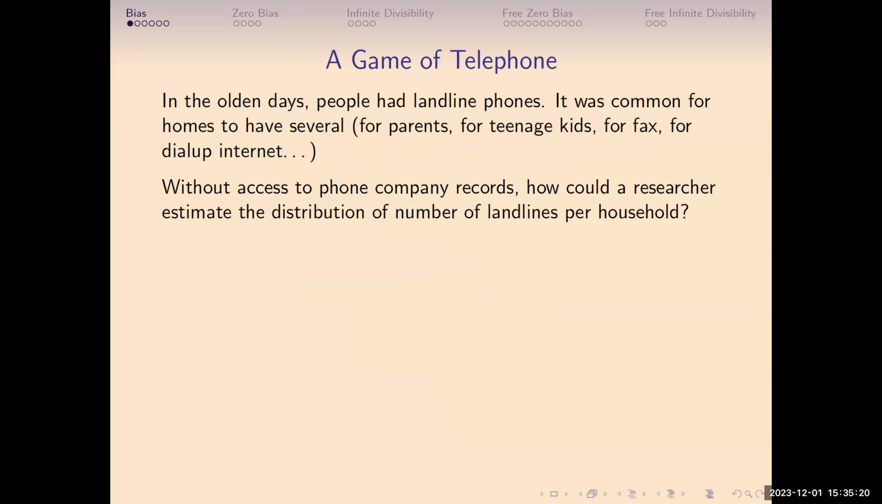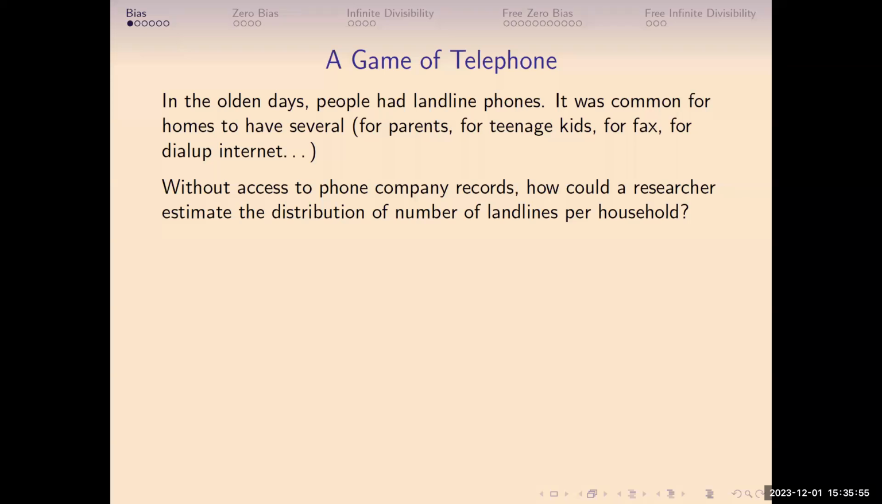Here's a game of telephone, and I'm going to be speaking about various kinds of transformations, and one of them is based on biasing, size biasing in particular. You may recall before you had cell phones, people actually had lines with wires that came into the house, and a particular house may have had various lines coming in. The parents wanted to speak on the phone, and the kids would always hog the phone, so the parents might buy another line for the kids, and then there's a fax line, et cetera.